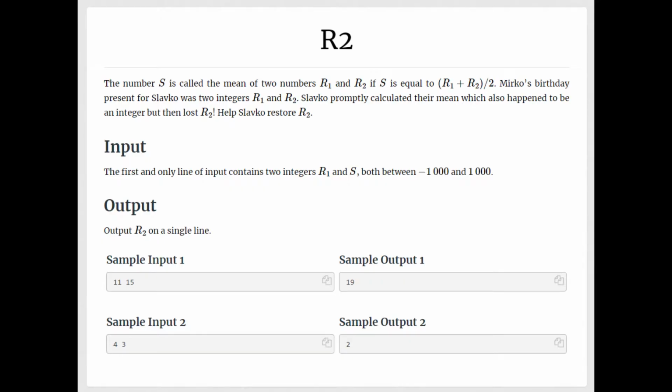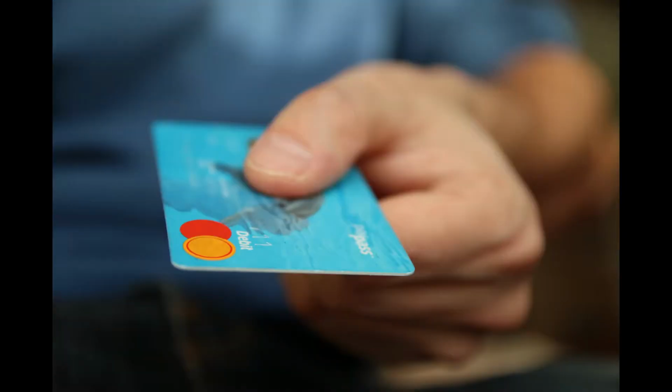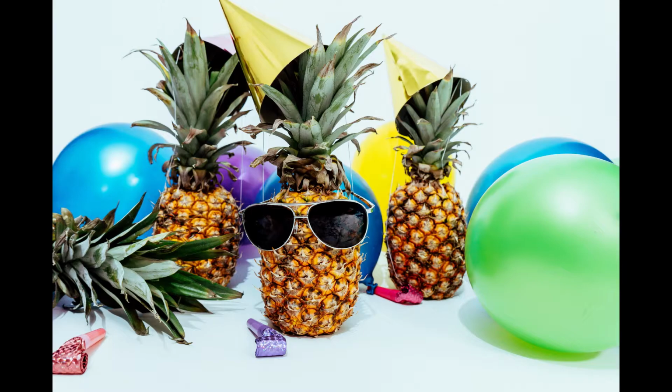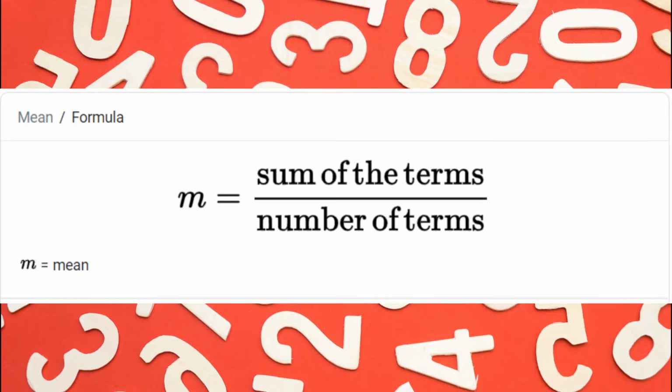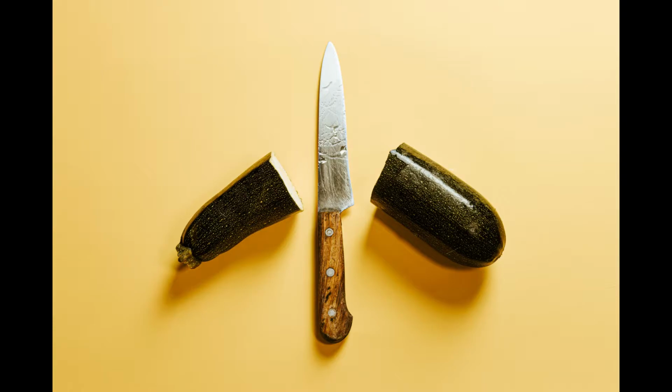Today we are looking at the problem on OpenKattis titled R2. Basically, this guy Mirko decides to get his friend 2 numbers for his birthday. Really, Mirko? You couldn't have gone with a gift card? Anyways, not only does he somehow plan to give his friend 2 numbers, he calculates their average and then loses one of the 2 original numbers. Half of his friend's present.